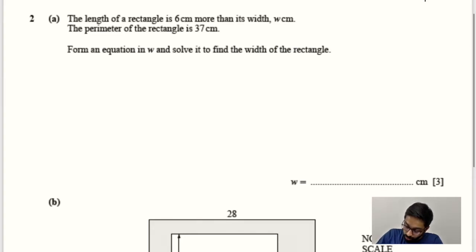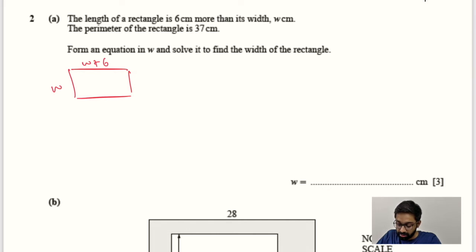Okay, if you draw a small rectangle over here, I can label the width to be W and the length to be W plus 6. Now the question says the perimeter of the rectangle is 37 centimeters. That means if you add all the sides up, you add W and then W plus 6 and the other W plus 6. They should all be equal to 37.